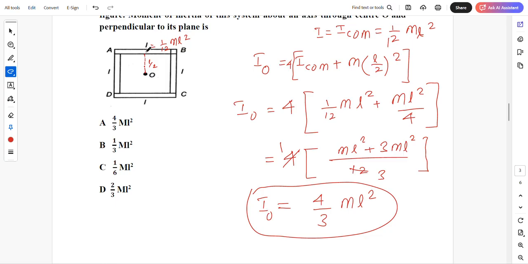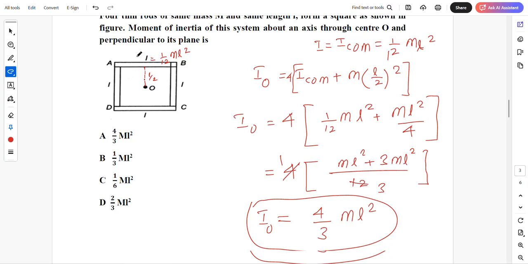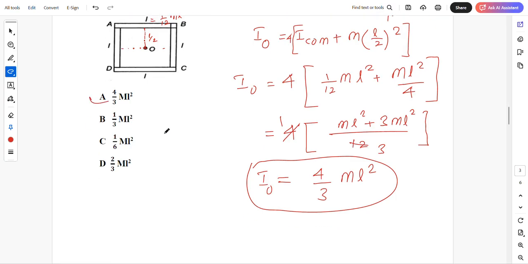Assume that the axis is coming out of the plane of the board or going into the plane of the board. I_COM at the center is 1 by 12 m l square for a thin rod of mass m and length l. Now how many rods are there? 4 rods are there like this. Here also, l by 2, l by 2. Therefore, 4 by 3 m l square is the right answer. Hope you understood.